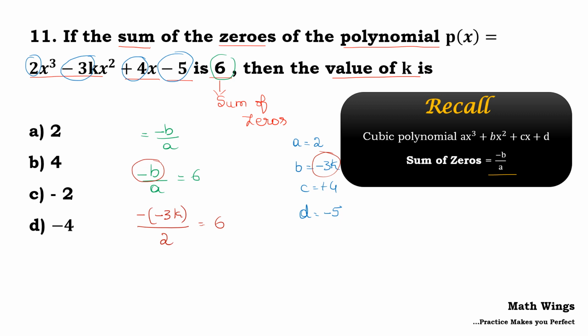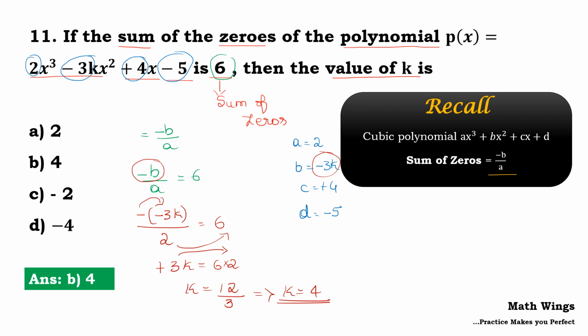When we simplify this one, we have to take 2 from the LHS denominator to the RHS. So this becomes minus into minus, that is plus. So it is plus 3k, that is equal to 6 into 2. So k is equal to 6 2s are 12 divided by 3. This implies that k is equal to 4. Therefore, the answer is option B, 4. We'll move on to the next question.